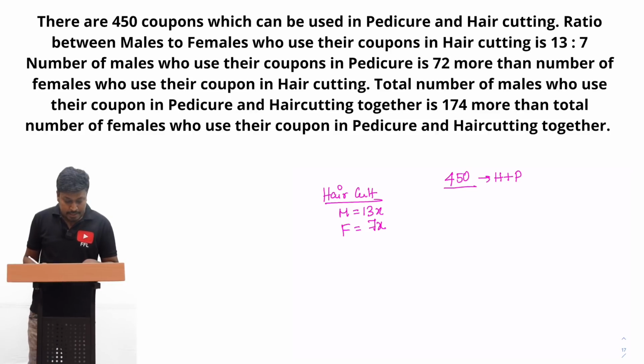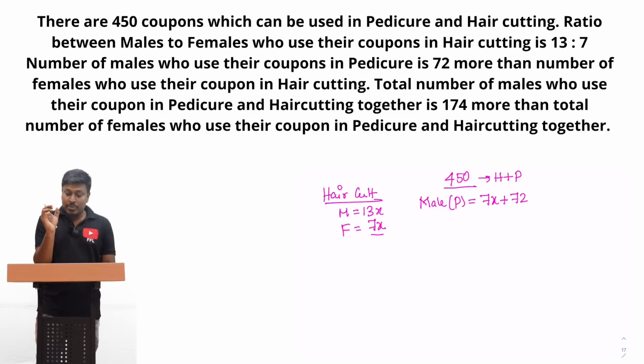So next point: the number of males who use their coupon in pedicure is 72 more than the number of females who use their coupon in hair cutting. Let me take males, pedicure. So pedicure is how much when compared to females of hair cutting? Female hair cutting is 7x. So 7x plus 72 more. So 7x plus 72 will be the total number of male coupons for pedicure. Got it?